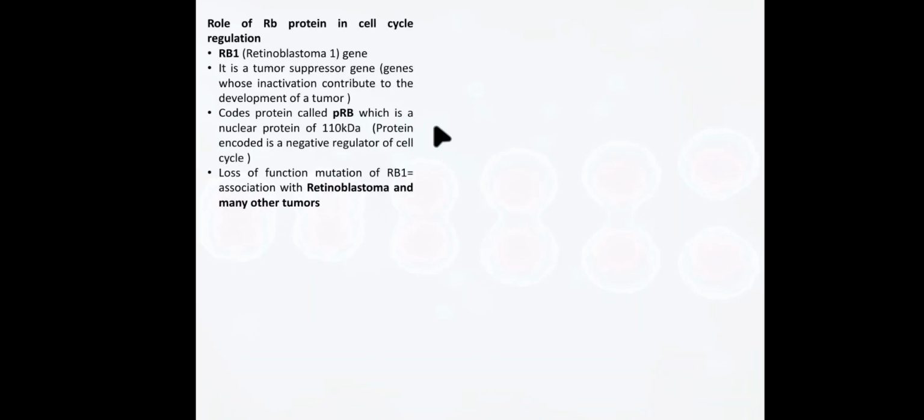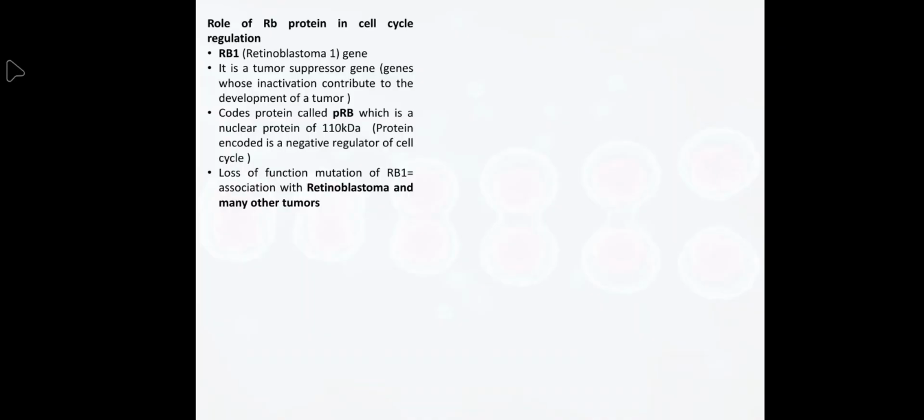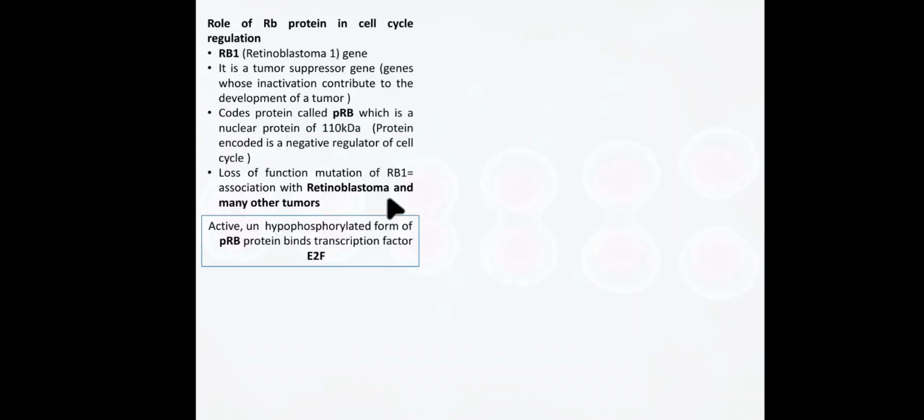So now let us quickly go into the concepts. Role of RB protein in cell cycle regulation: RB1, retinoblastoma 1, is a tumor suppressor gene, a gene whose inactivation contributes to development of tumors. This RB1 gene codes for a protein called pRB, a nuclear protein of 110 kilodalton, and it is a negative regulator. Loss of function may lead to retinoblastoma and many other tumors.